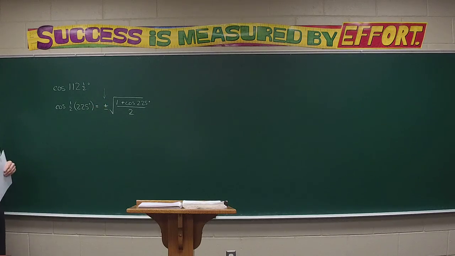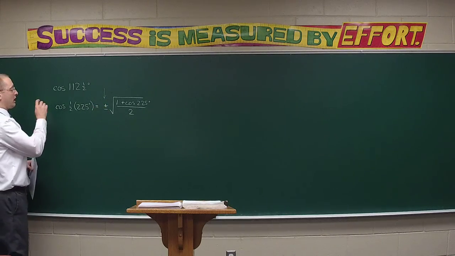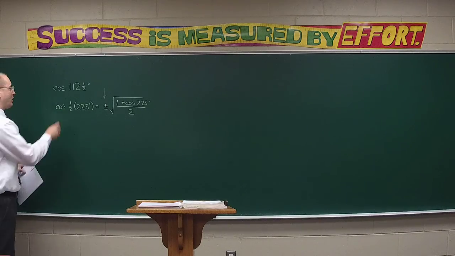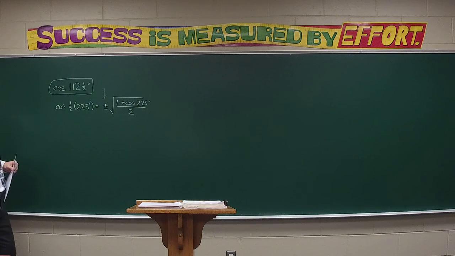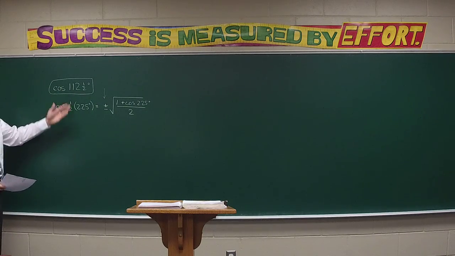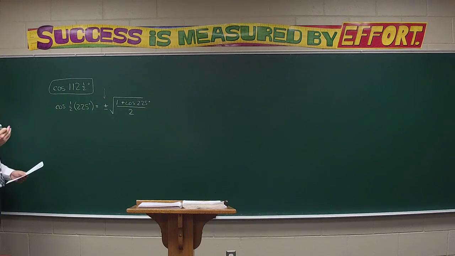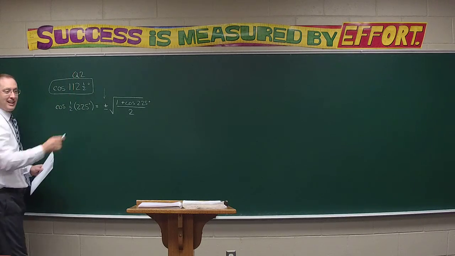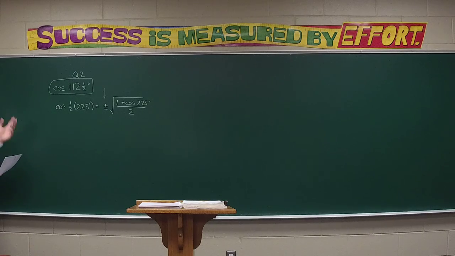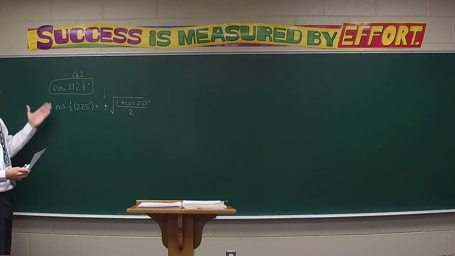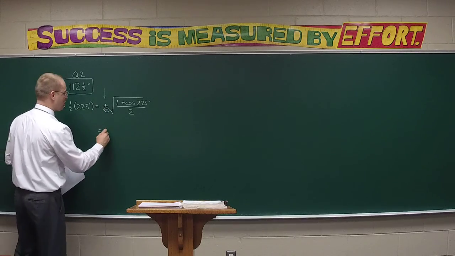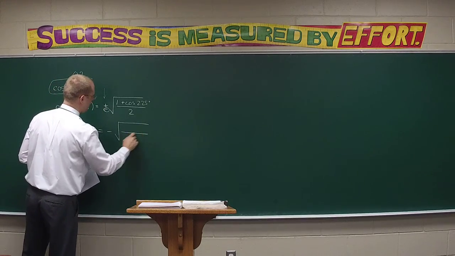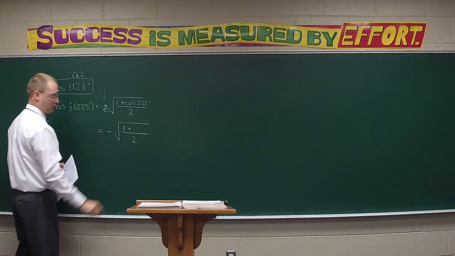How do I know what to choose? Do you look at the 225? I don't look at the 225. I look at what I'm given. I look at the original. And I ask myself, what quadrant is that in? Quadrant 2. And then I ask myself, cosine in quadrant 2 is negative. And so I'm going to choose the negative square root of 1 plus something over 2.